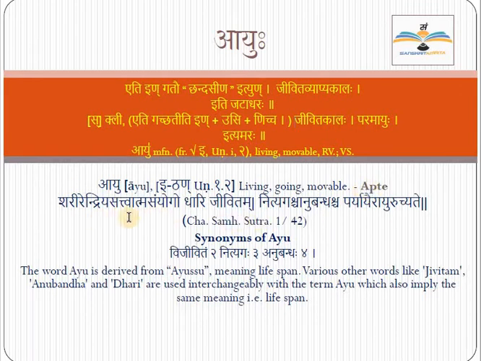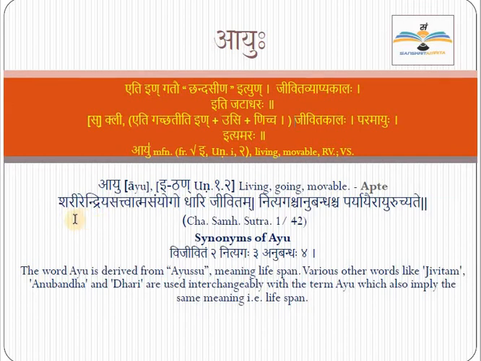Here the definition of life is given. I hope you must have studied this sloka somewhere. It explains what life is, what ayu is exactly. This sloka is given in Charaka Samhita, Sutra Sthana, chapter number 1, sloka number 42. Sarirendriya sattvatma sanyogo dhari jivitam, nityagascanubandhascha paryayairayuruchyate. What is the meaning of this sloka? Actually it is the definition of life.